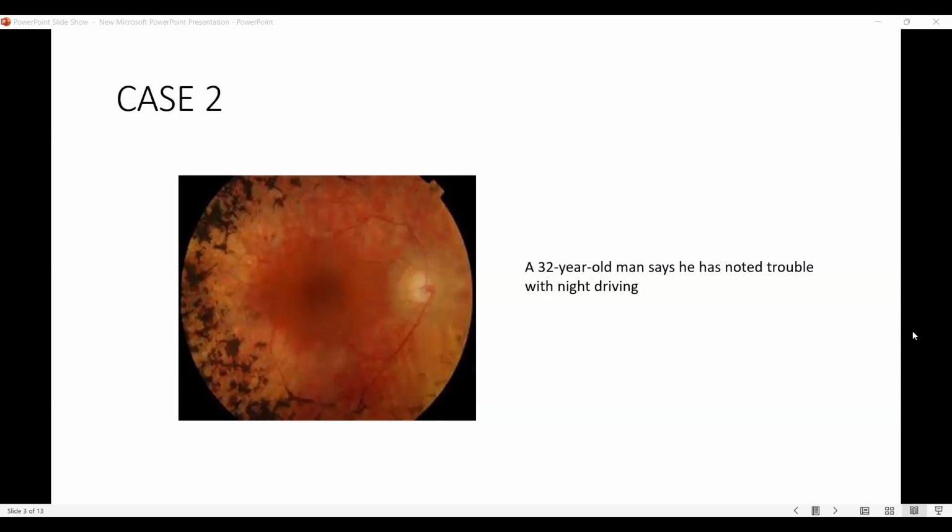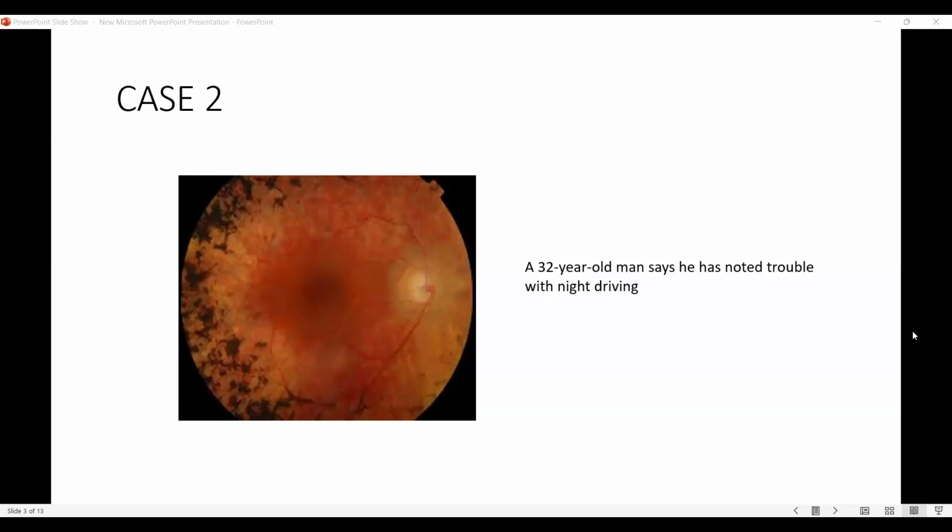What could be the other ocular associations of retinitis pigmentosa? Keratoconus, posterior subcapsular cataract. Some patients may present with glaucoma. There could be myopia as well.